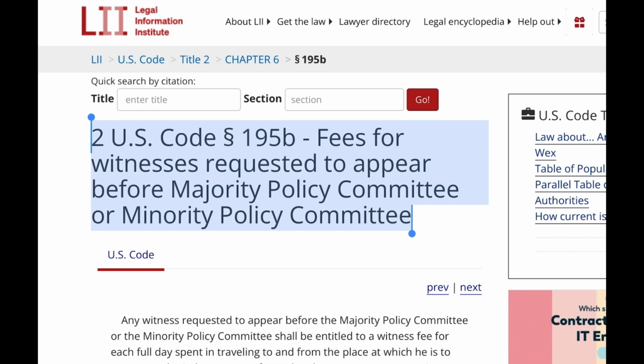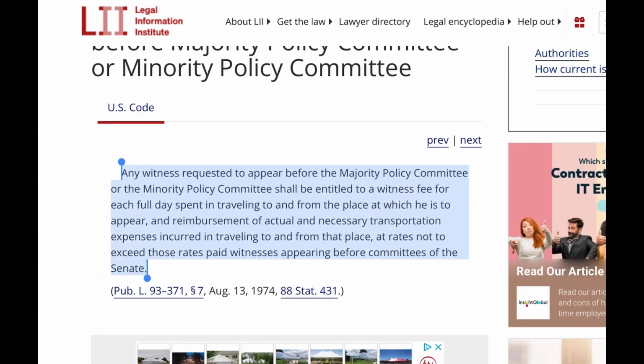2 U.S. Code Paragraph 195B. Fees for witnesses requested to appear before Majority Policy Committee or Minority Policy Committee. Any witness requested to appear before the Majority Policy Committee or the Minority Policy Committee shall be entitled to a witness fee for each full day spent in traveling to and from the place at which he is to appear, and reimbursement of actual and necessary transportation expenses incurred in traveling to and from that place, at rates not to exceed those rates paid witnesses appearing before committees of the Senate.